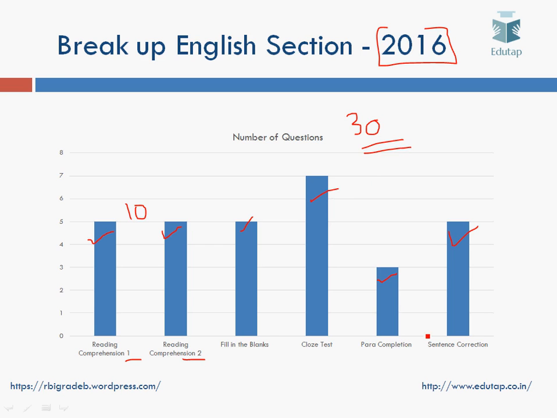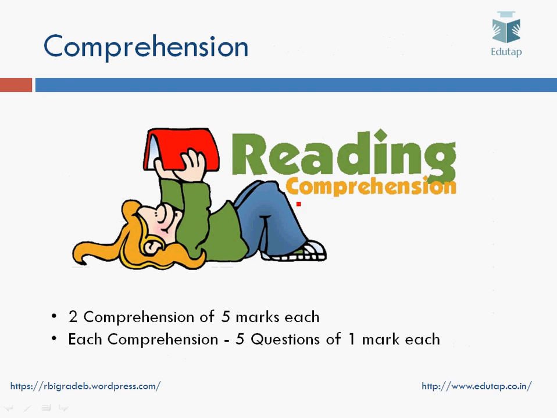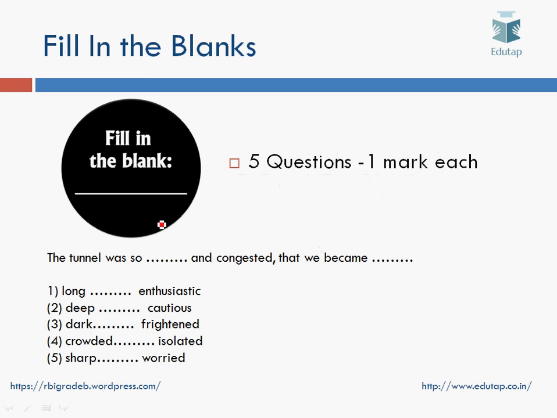Now let us pick up one topic. The first topic out of which 10 questions were asked is reading comprehension. There were 2 comprehensions of 5 marks each. So a total of 10 marks and a total of 10 questions. Each comprehension had 5 questions of 1 mark each last year.